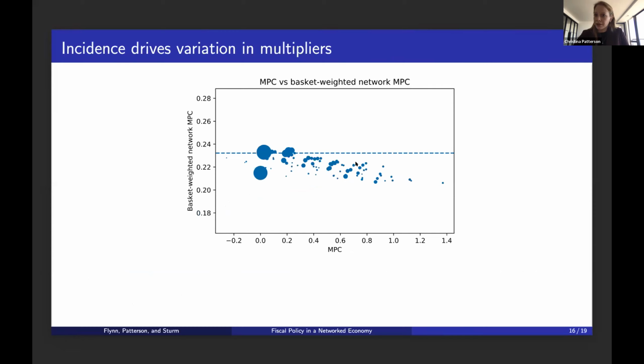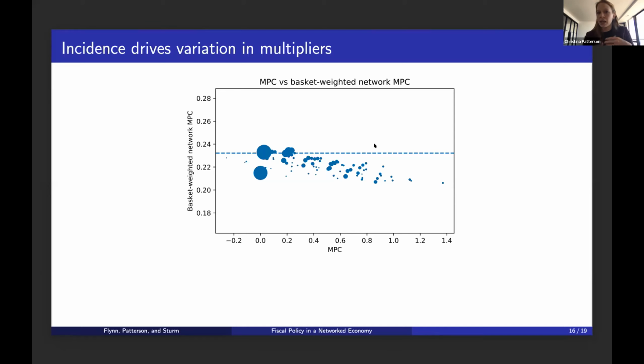Each dot here is a demographic group. The x-axis is the MPC we estimated for that group. And the y-axis is what we term the basket weighted network MPC, which means it's the average MPC of the workers who receive the income from that group's marginal spending. So for example, if this is a group that spends all of their marginal dollars on housing, then this would be the MPC of the workers who produce an additional unit of housing, both directly and through the input-output network. So the people who do advertising, real estate agents, and so on.